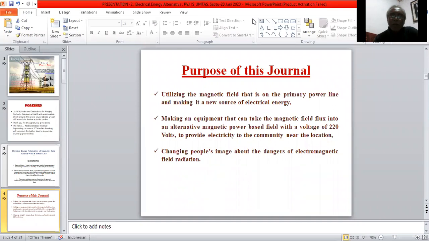And then, the purpose of this journal is, first, utilizing the magnetic field on the primary power line and making it a new source of electrical energy. Second, making equipment that can take the magnetic field flux into an alternative magnetic-field-based power with a voltage of 220 volts to provide electricity to the community near the location.